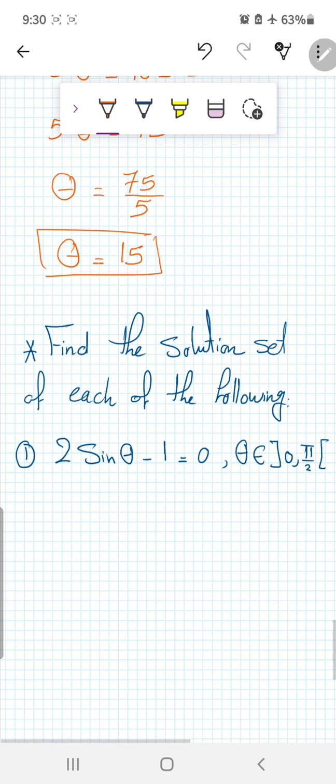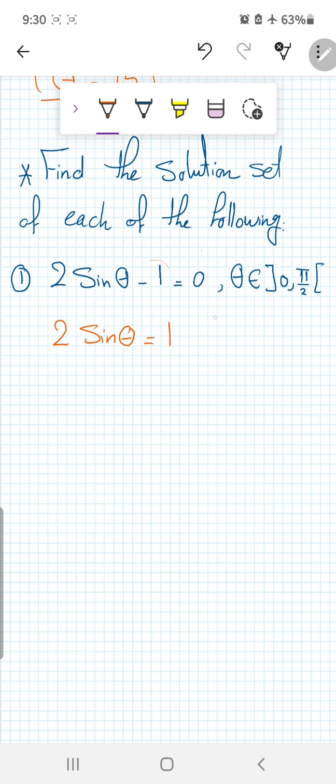We have another example. Find the solution set of each of the following. Number 1: 2 sine theta minus 1 equals 0, and theta belongs to the interval 0 to pi over 2. It means theta is in the first quadrant. Okay, first it's an equation. First move 1 to the other side, so we have 2 sine theta equals 1. Move 2 to the other side by dividing, so sine theta equals half. Here sine theta is positive.